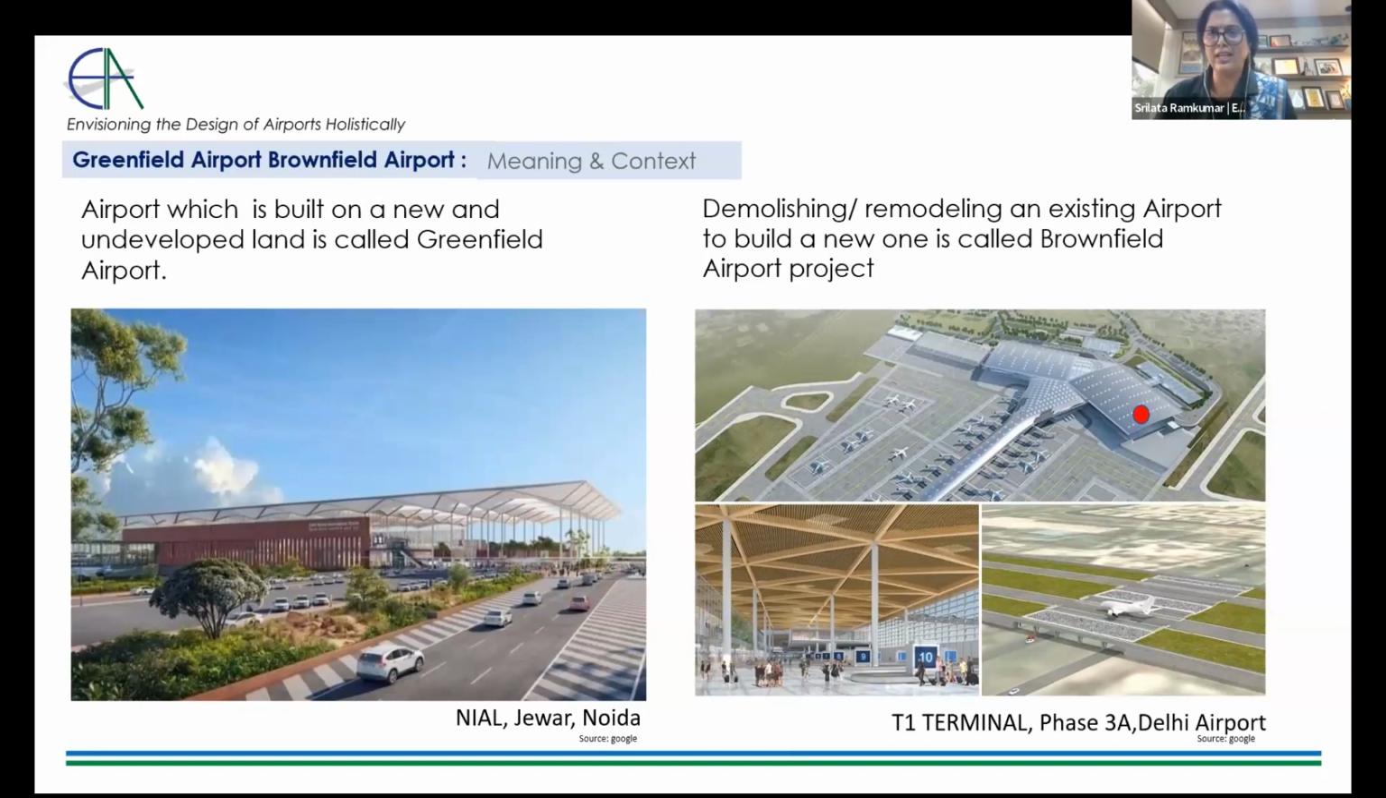And demolishing and remodeling an existing terminal to build a new one is called a Brownfield Airport. Here in Delhi, we have another Brownfield Airport, which is partly already inaugurated. Earlier, we had Terminal 1C, which is arrival, and Terminal 1D, which is departure. Now both of them are integrated together as Terminal 1, as you can see in this red dot. That part of the terminal was retained, and all the remaining part which you see, which is like an arrow, is newly built. So this is a Brownfield airport. This is where you need to understand, if you are designing an airport, whether you are in a Greenfield scenario or in a Brownfield scenario.